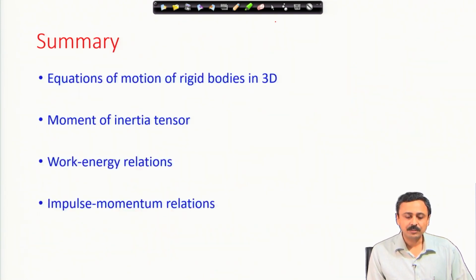Just to summarize, we have looked at the equations of motion of a rigid body in 3 dimensions. We have derived the expression for the moment of inertia tensor, and we have looked at some standard shapes. I hope that you have studied moment of inertia in your course in mechanics. We have looked at the work energy relations and the impulse momentum relations. With that, I will close this lecture.